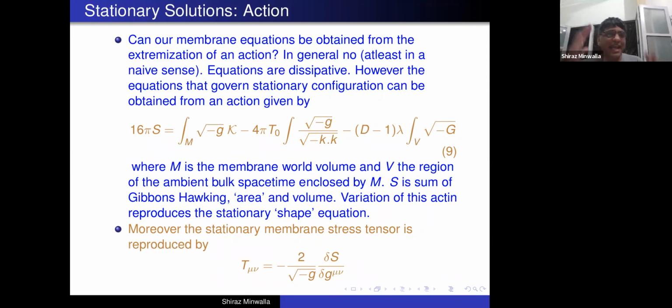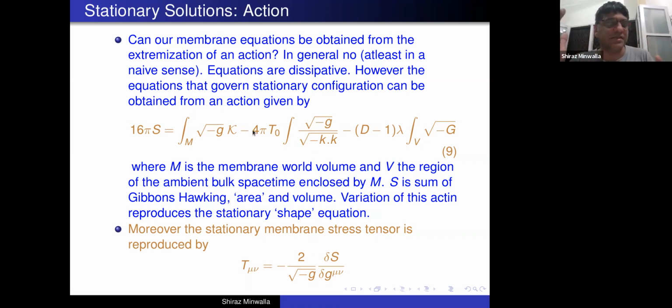Okay, next question. We've got these nice stationary solutions. Can we get our membrane equations out of an action? The answer to this question in general is no. I mean, no in an easy sense. Because you see, our membrane equations are equations of hydrodynamics and dissipative. Entropy production is happening in these equations. And typically one cannot get equations which are dissipative out of an action in a simple way. Maybe by doubling degrees of freedom, the Schwinger-Keldysh contours and all of that, but in a simple way, it's difficult to get dissipative equations out of an action.